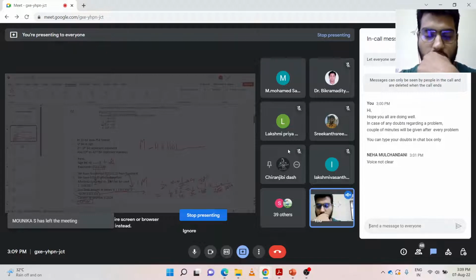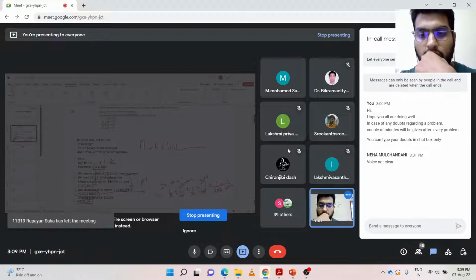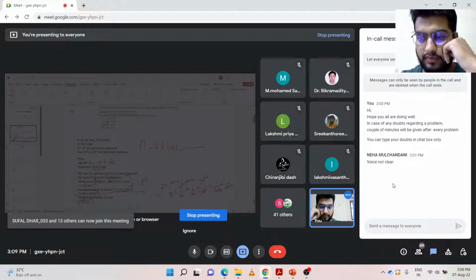So those who joined late, I was just discussing this problem 1, and now I'm just waiting to see if there are any doubts regarding this problem 1. Those who joined late can refer to the recording sessions on the site. In case of any doubts regarding problem 1, you can type them in the chat box. I think there are no doubts, so we can move to problem 2.